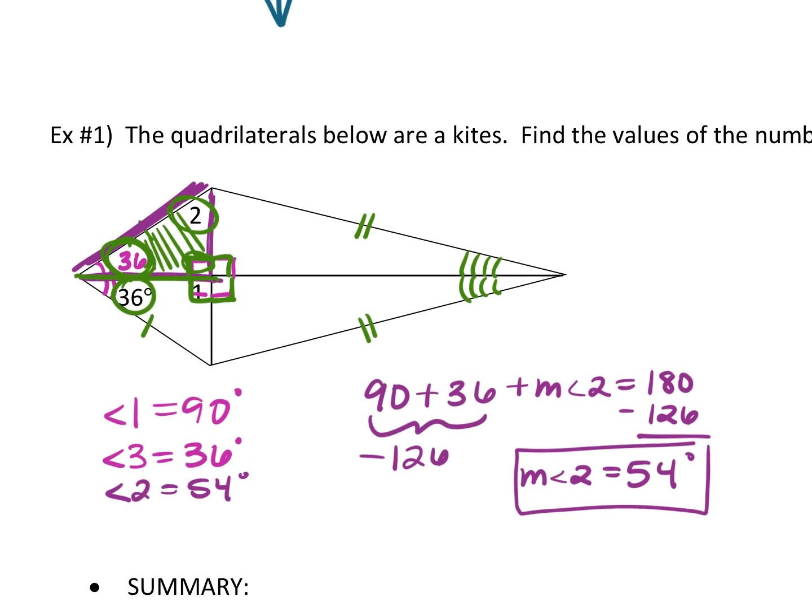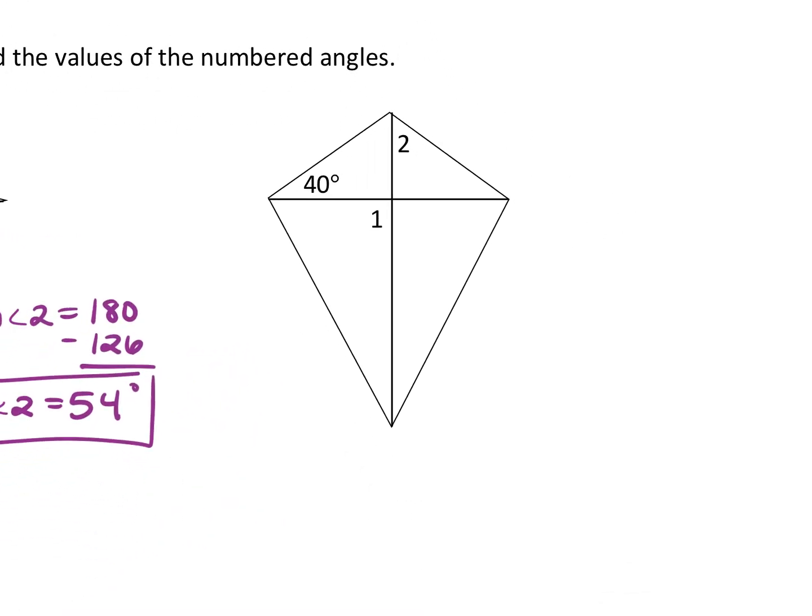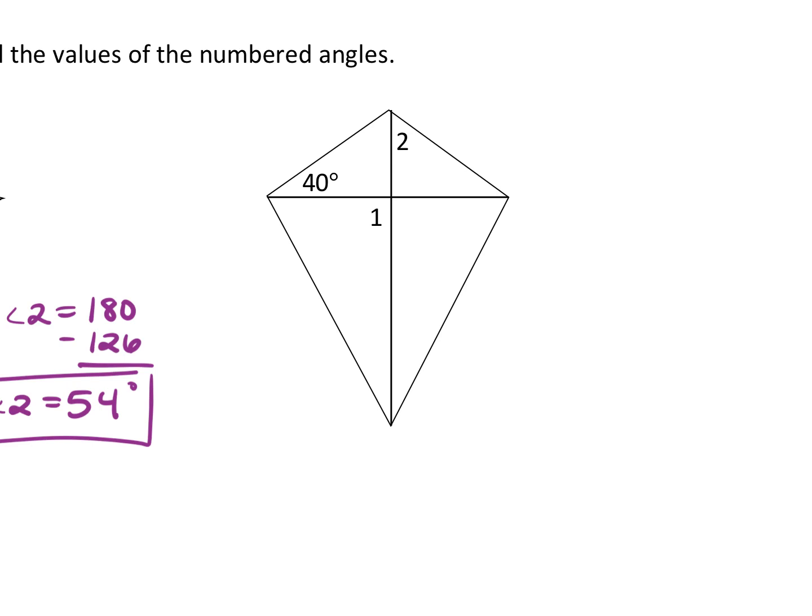Let's try it again on this next one. Okay, look here. What is the measure of angle 1? 90. These middle angles will always be 90. So angle 1 is 90. How do you find angle 2, or what do you know about angle 2? It's 50, because you subtract 90 and 40 from 180 and it's 50.